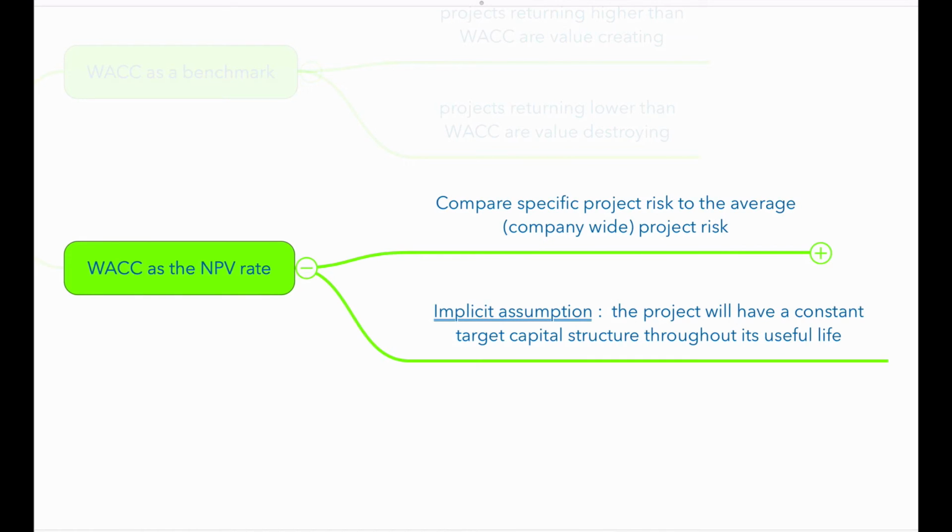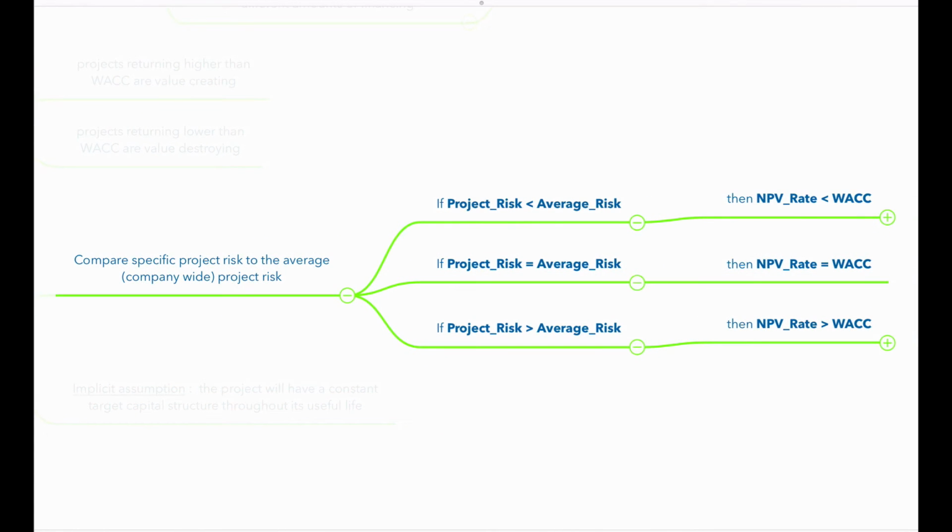What we need to understand is how appropriate is it to use the weighted average cost of capital as the discount rate for our NPV calculation. Now the answer there is it depends. We need to compare: if the specific project risk is less than the risk of the average company-wide project, then we need to use an NPV rate which is lower than the weighted average cost of capital. If the project risk is equal to the average risk of the project in the company, then we can use the weighted average cost of capital as the discount rate for our NPV calculation.